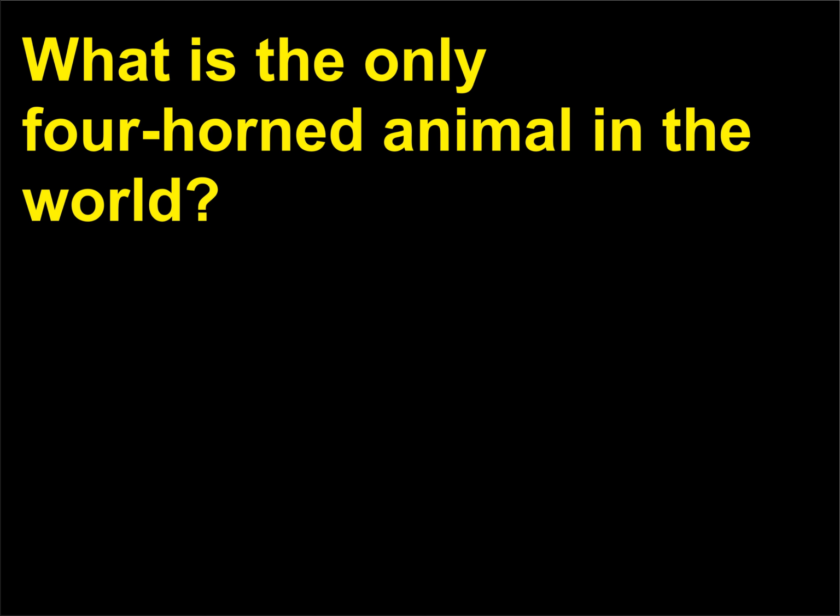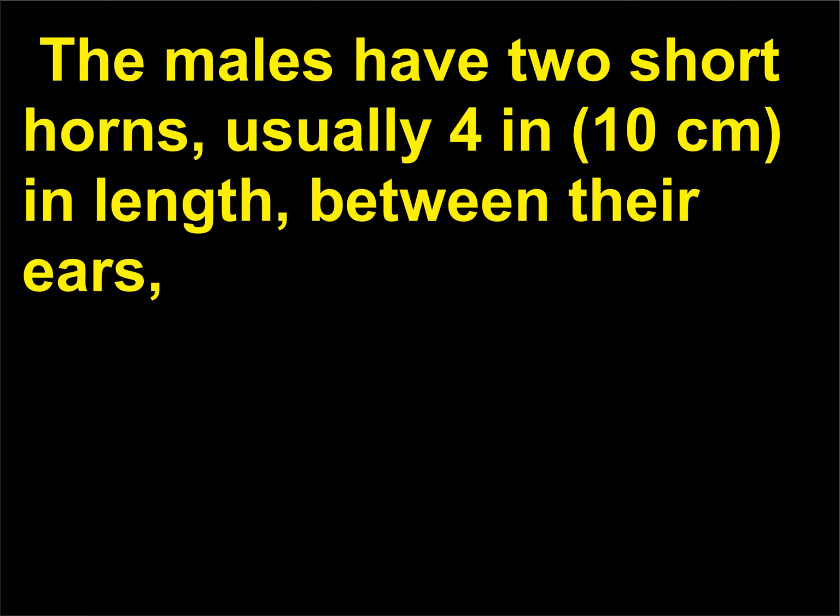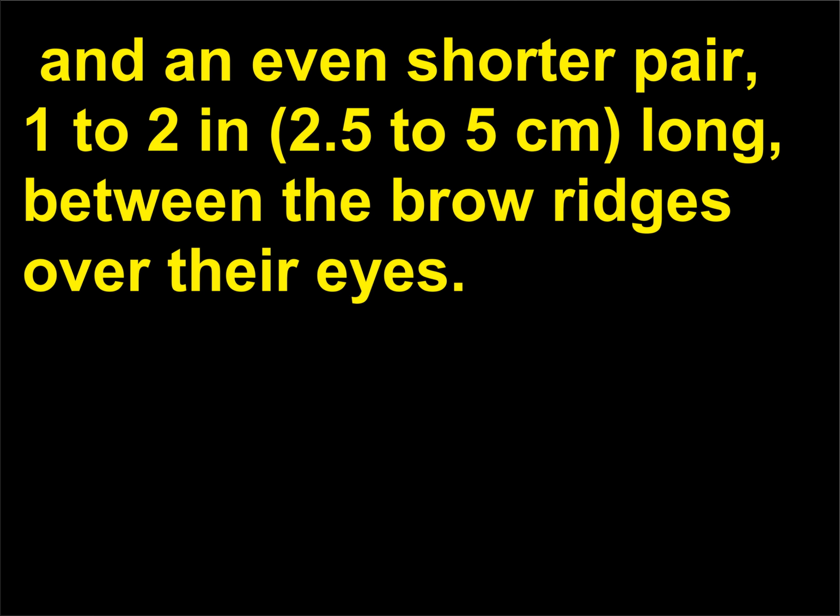What is the only four-horned animal in the world? The four-horned antelope, Tetracerus quadricornis, is a native of central India. The males have two short horns, usually 4 in, 10 centimeters, in length, between their ears, and an even shorter pair, 1 to 2 in, 2.5 to 5 centimeters, long, between the brow ridges over their eyes.